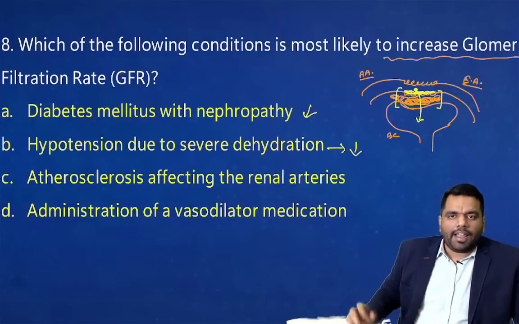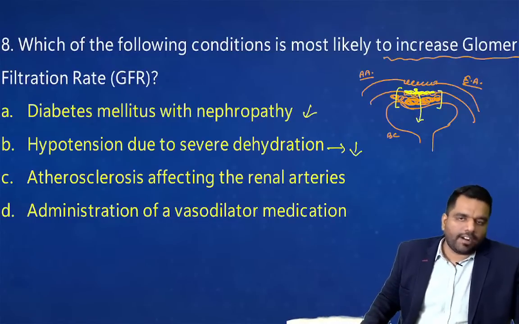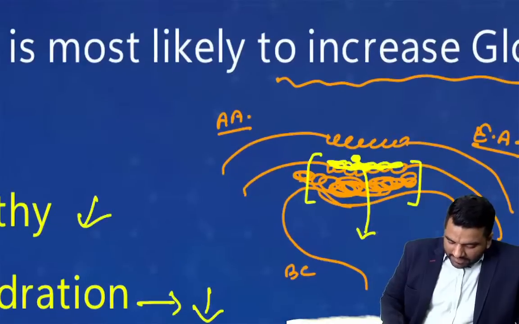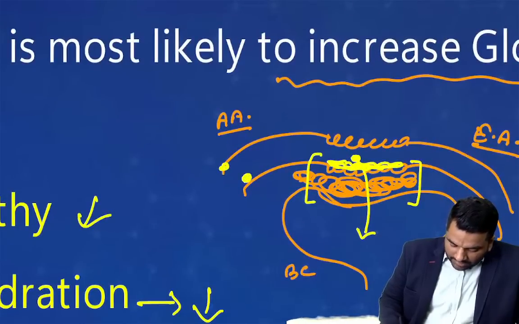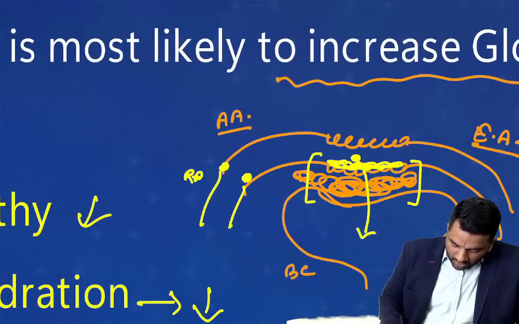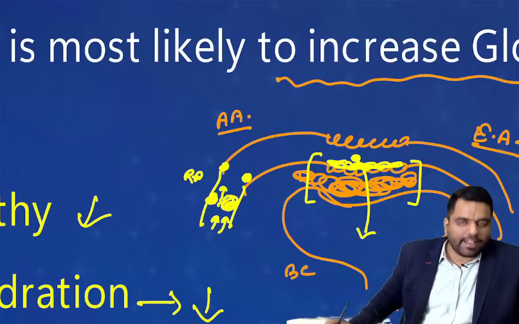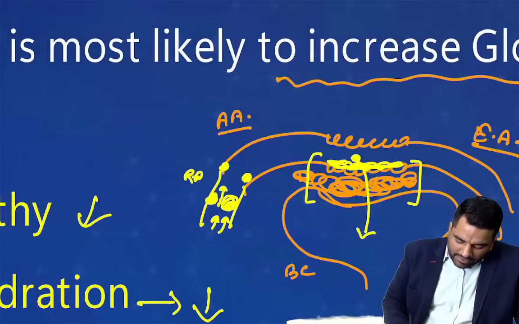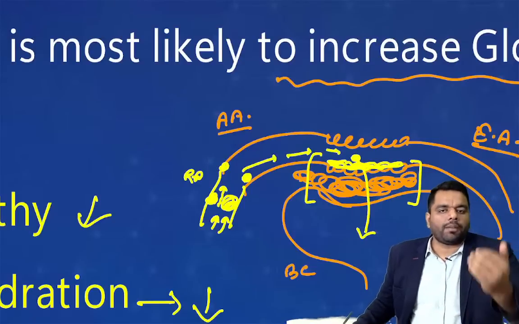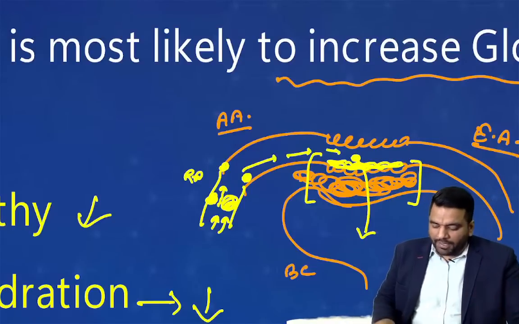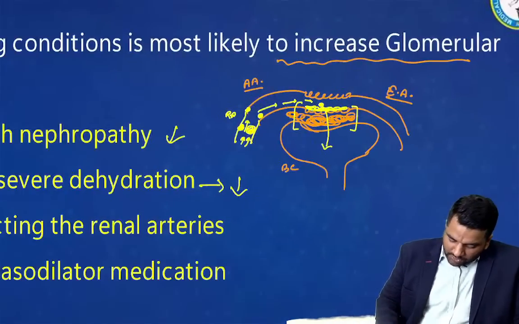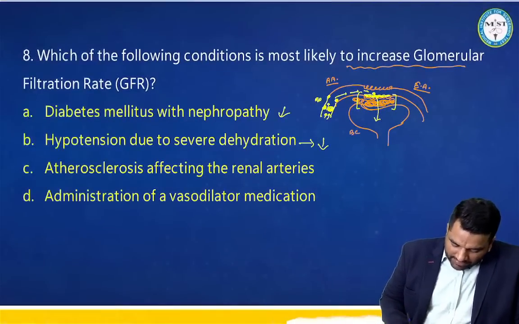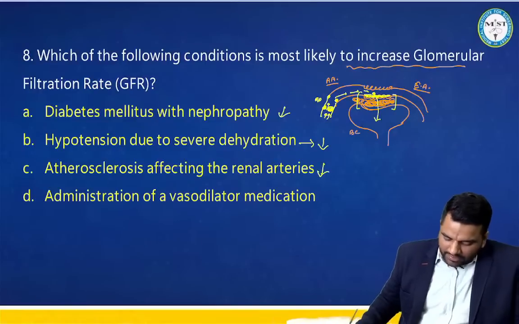Number 3, atherosclerosis affecting the renal arteries. Again, if there is any constriction in the renal artery, suppose here is the renal artery and a constriction occurs over here, do you think more blood can pass through this area or less? Obviously, beta, it is going to be less. And if less blood reaches this area, what about the filtration? Filtration is again going to decrease, right, beta? So atherosclerosis affecting the renal artery also decreases the GFR.